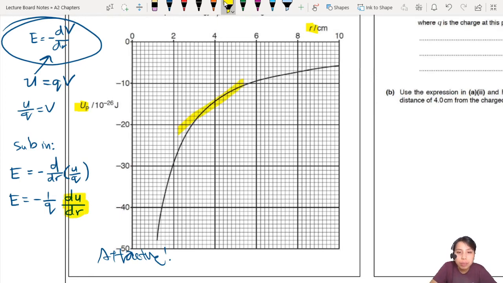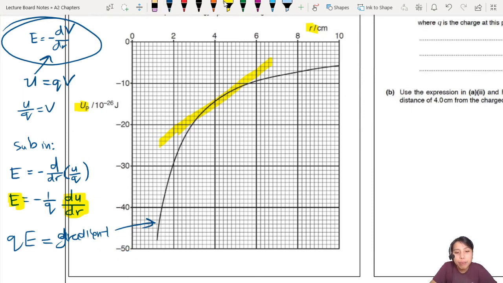So we know how steep this thing is. I draw a tangent here. The gradient relates to E, and if you rearrange this, you have QE, I guess you can ignore the negative sign, equals the gradient of this graph. Magic. I like this. So you need to stay calm. Whenever you see gradient, think about the E first and how you can sub in other equations to do that. Yeah, you have to know a bit of differentiation to do that here.